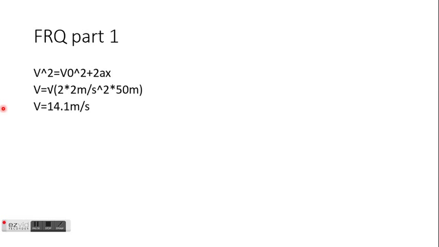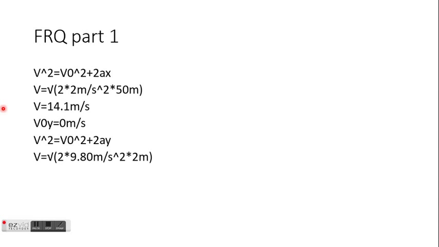Now it's going to start falling off the tabletop. There's nothing in the y direction, so I can just treat the initial velocity as 0 in the y direction. And so v naught y equals 0 meters per second. And so v squared equals v naught squared plus 2ay, because it's in the y direction. And so I plug in what I know and solve, and I'd say that the velocity equals 6.26 meters per second. Now you might say, well, there's two answers.